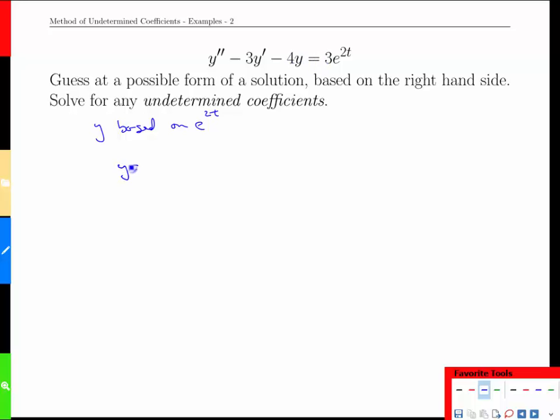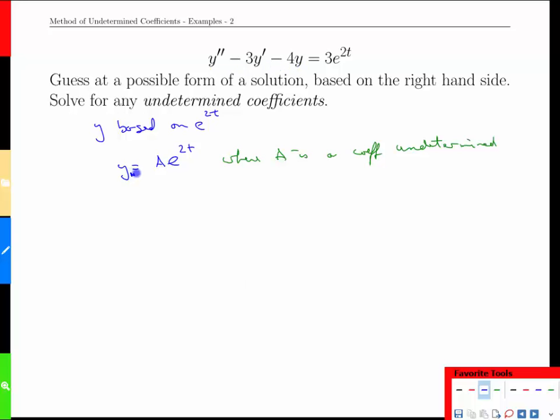And so what we're going to do is guess that y equals, and we typically use capital letters here, A e to the 2t, where A is a coefficient. No kidding, it's a multiplier. And it is undetermined. We don't know what it is yet, but we're about to determine it. The key thing in this process is that our right-hand side dictates our informed guess, but still a guess, at the form of y.